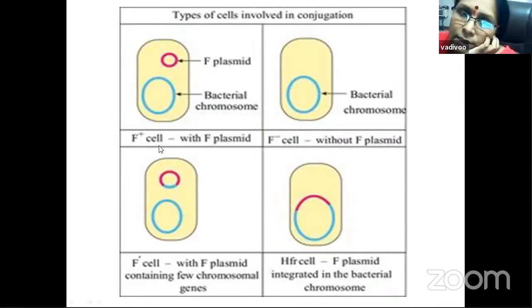So these are the different types of cells involved in conjugation. This is the F plus cell. F plus cells have the F plasmid, or fertility plasmid. The F minus cell is without the F plasmid. In this diagram, the F prime cell has an F plasmid containing a few chromosomal genes. The blue color is the bacterial chromosome, and the pink color is the plasmid. If it takes up bacterial chromosome, it is an F prime cell.